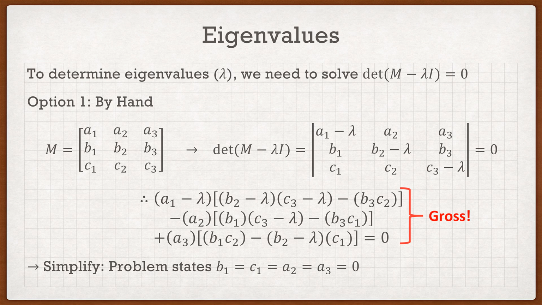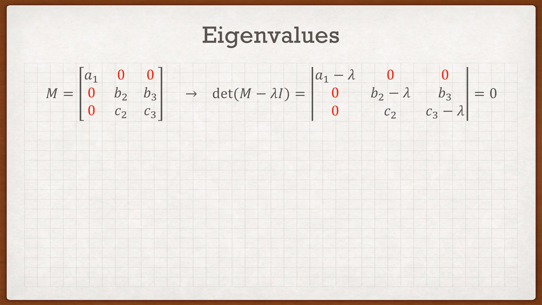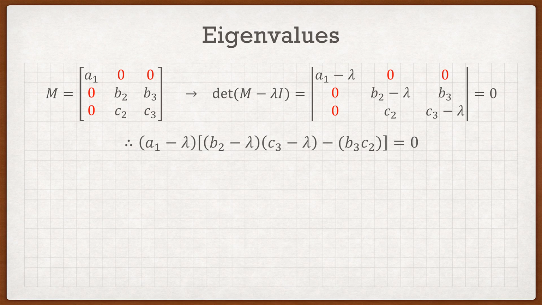Luckily for us, the problem definition gives some simplification, because it says that B1 is equal to C1, which is equal to A2 and A3, which is 0. So if I look at M now, substituting those zeros where I have them, my new determinant becomes much more manageable. Again, our only unknown here is going to be lambda, because A1, B2, C3, as well as B3 and C2, we know.